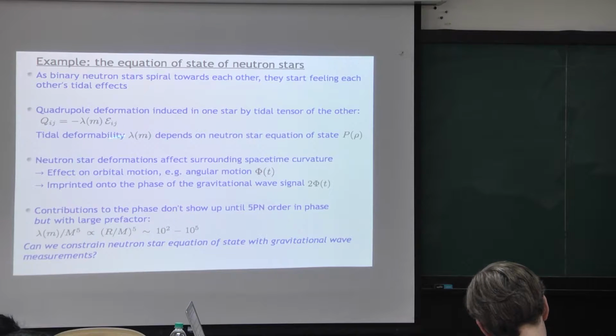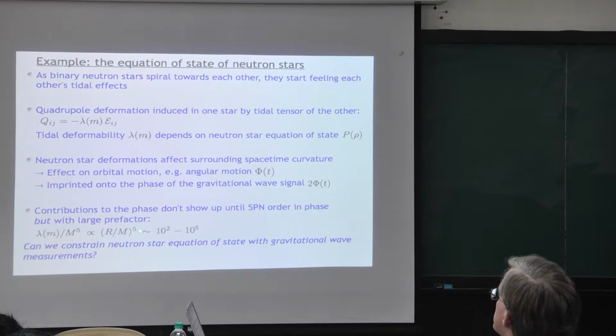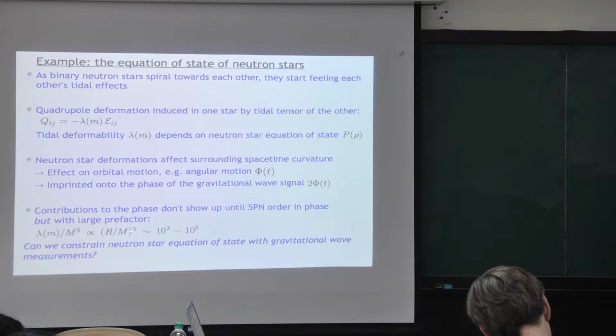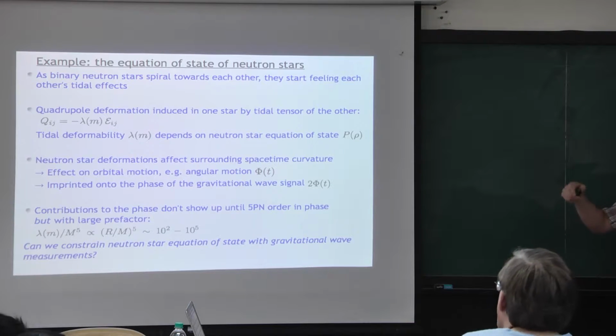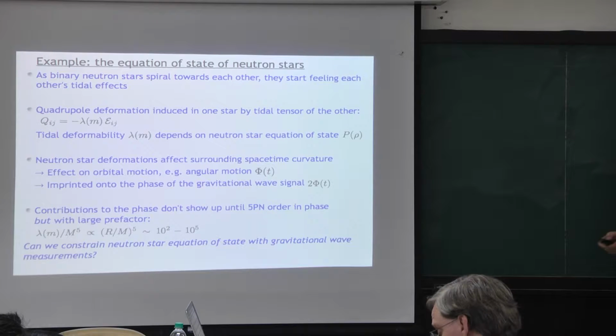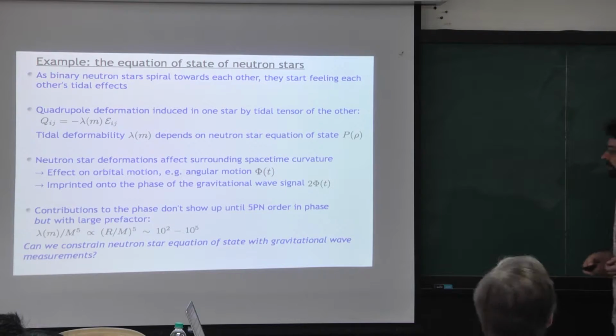So the way this lambda of m actually enters is always in the combination lambda of m divided by total mass to the fifth. Now, lambda of m is roughly proportional to the radius of a neutron star. So this goes like radius of individual neutron star divided by total mass of the system to the fifth. And then this is going to be in the range between 100 and 10 to the 5. So despite the fact that these tidal effects appear at very high post-Newtonian order and will be suppressed by a high power of v by c, the prefactor is large, and that is why we can hope to learn something.